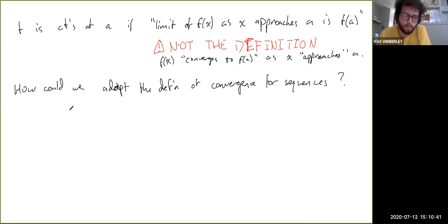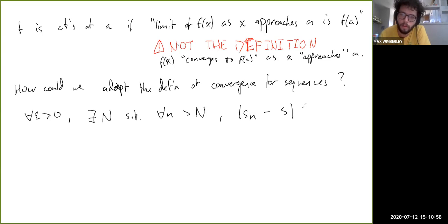In the definition of convergence for sequences, we had for all epsilon greater than 0, there exists an N such that for all n greater than N, we have the absolute value of Sn minus S is less than epsilon. If we make the analogy, f of x is analogous to Sn, x is analogous to n, and f of a is supposed to be the limiting value, so f of a should be analogous to S. So let's start to modify this.